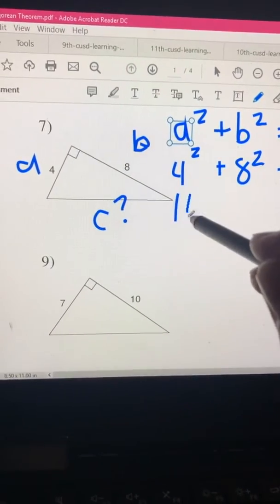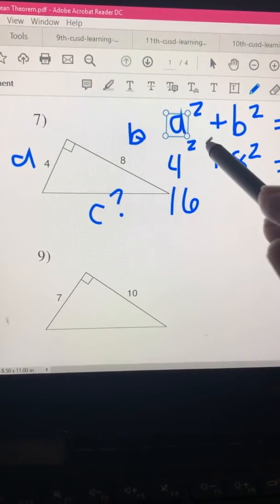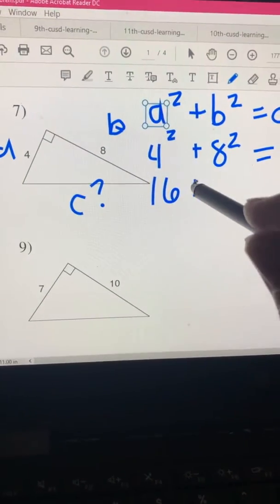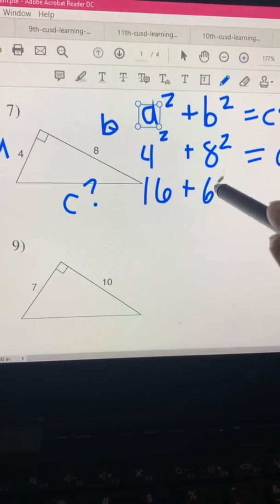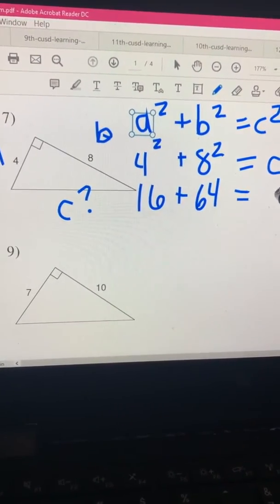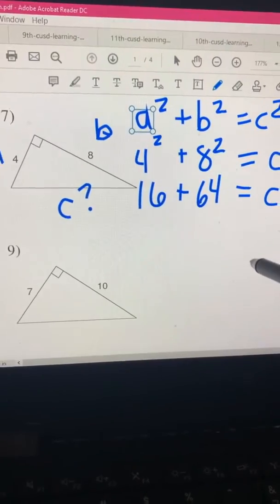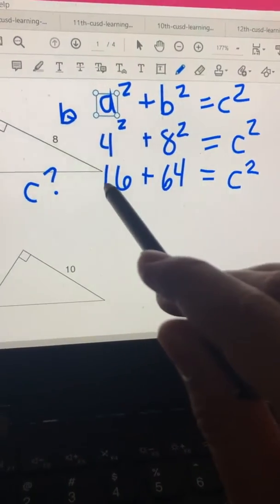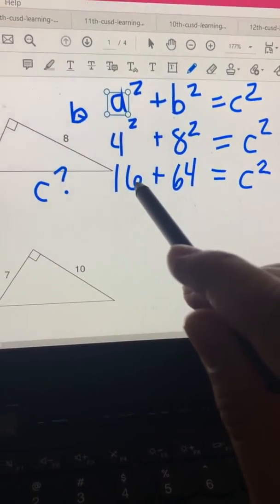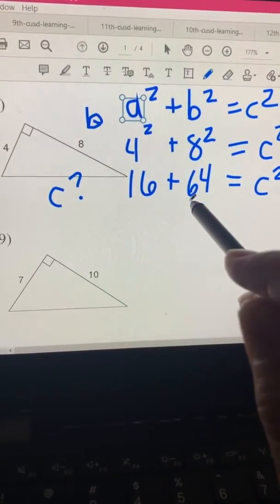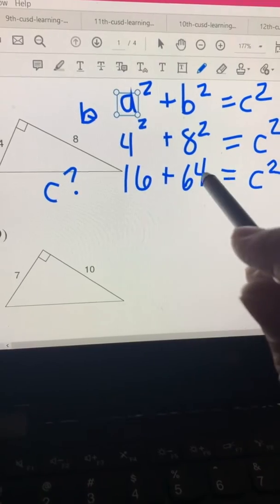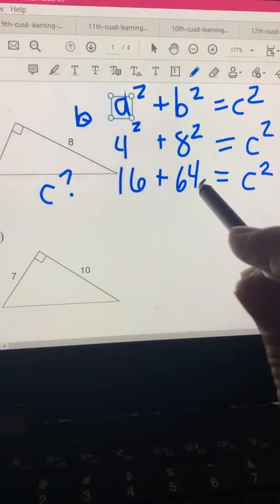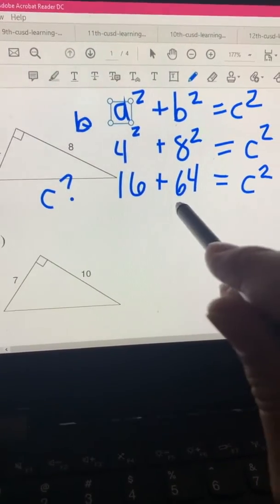So this is 16. That means 4 times 4, not 4 times 2. And another reminder, this is 8 times 8, not 8 times 2, so that would be 64, equal to C squared. We're going to go ahead and add this. So 10 plus 60 is 70, and then I would add 6 plus 4, so that's going to give me 80.